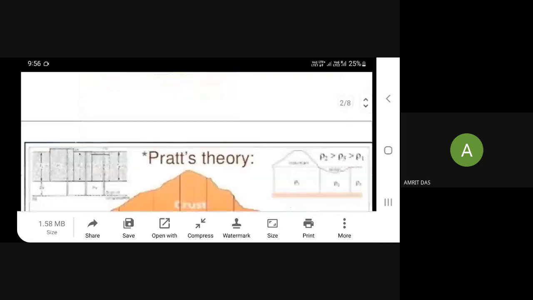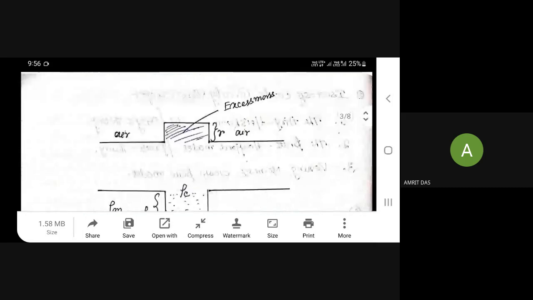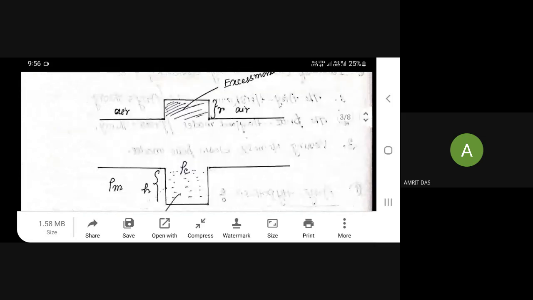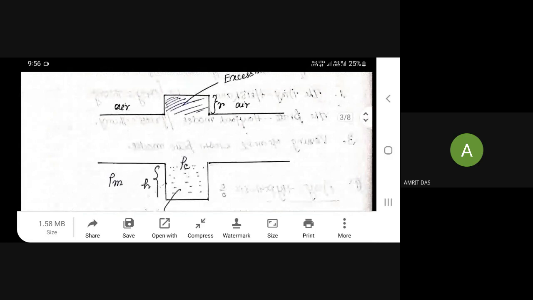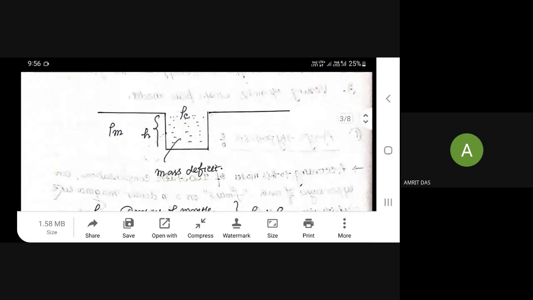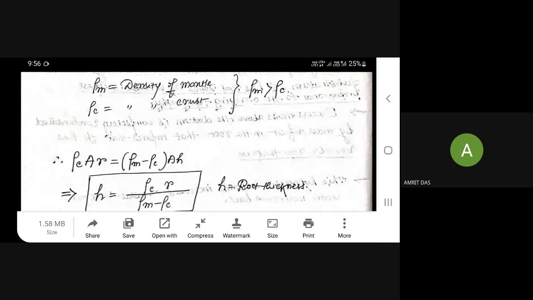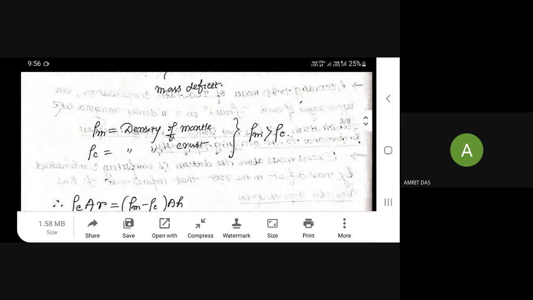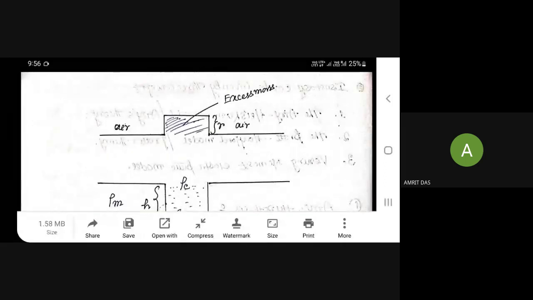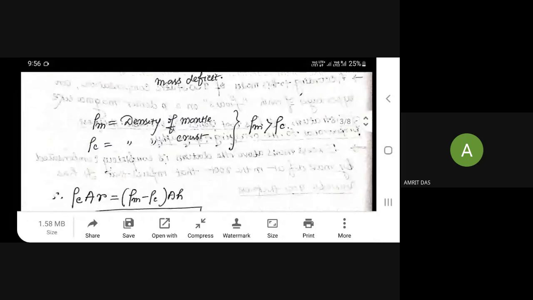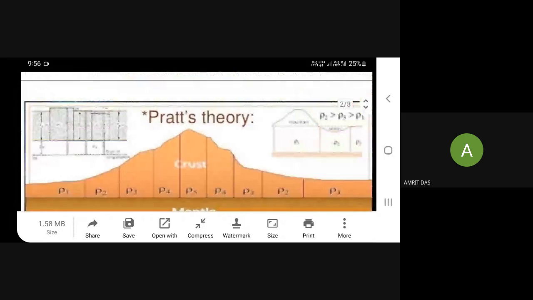So if you are trying to calculate the root thickness by the Airy model, this is the figure. Let's say you have excess mass and a mass deficit; the excess mass has height h and the mass deficit has height r. So if you equate extra mass equals mass deficit in the root, you get this type of equation, where A is the area, r is the thickness of your root and h is the thickness of your excess mass, and your root density is lower than the surrounding mantle. Okay, this is all about the Airy theory, but the Pratt model is just opposite to the Airy model.